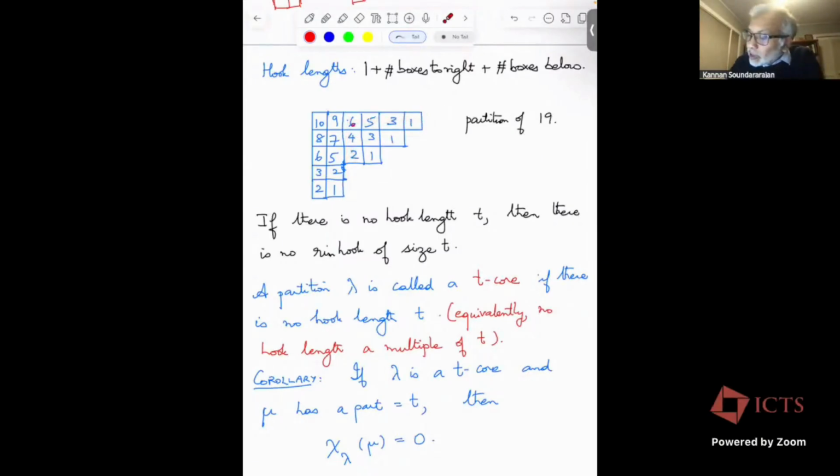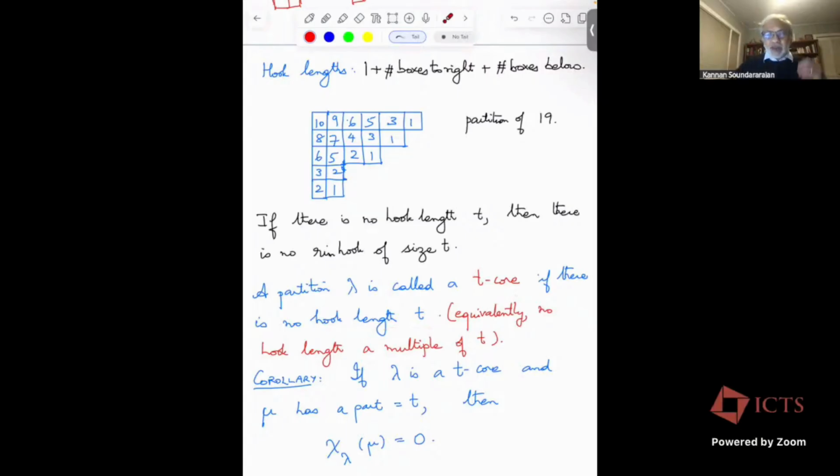And the reason I want to think of the 6 is that that 6 corresponds to a rim hook, which looks like that, which has the same length, as you can see. Okay, so the way I've marked these hook lengths, the possible lengths of the border strips or the rim hooks that I can remove are captured by the hook lengths that I've written down here. So if I don't have a hook length of some size, then there's no way to remove a border strip of that same size. And a partition is called a T-core if there's no hook length of size T.